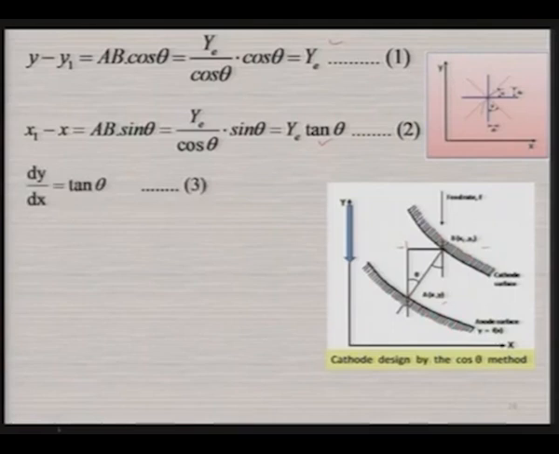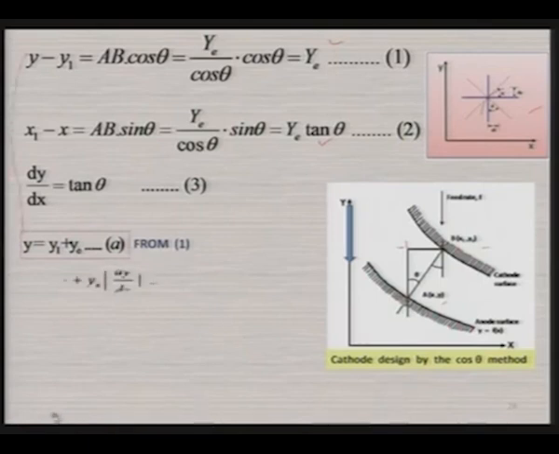And we know that for any curved surface on the x-y axes, dy over dx is given by tan theta, that is shown over here. So, we can write y is equal to y1 plus y E from equation 1, that is this one. Now, we can also write from equation 2 that x1 is equal to this one. This equation can also be written as x1 is equal to x plus y E tan theta, and tan theta can be replaced by dy over dx. So, that is given over here. So, x1 becomes x plus y E dy over dx.